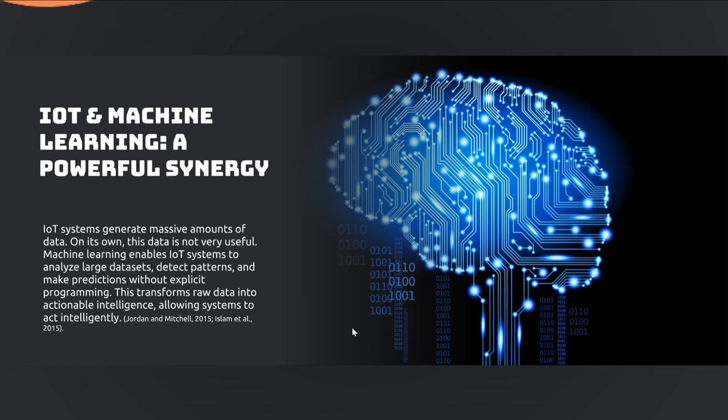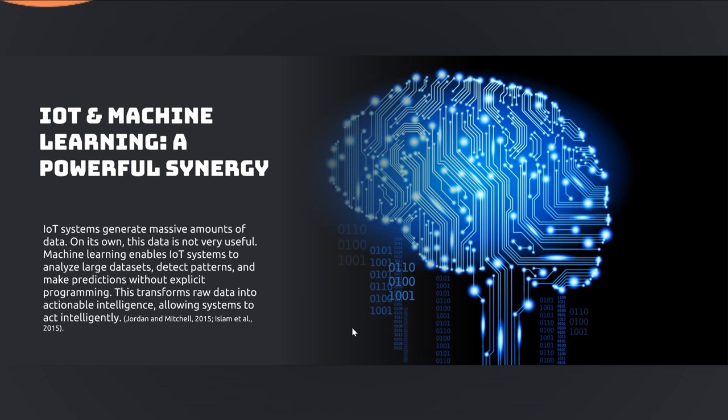Machine learning allows systems to analyze large data sets, identify patterns, and make predictions automatically. By combining IoT with machine learning, systems can move beyond simple automation and develop intelligent decision-making capabilities.